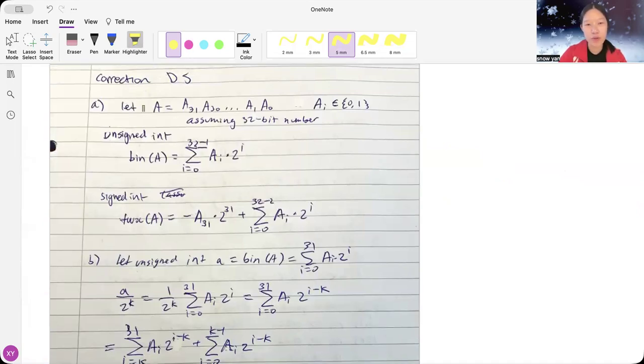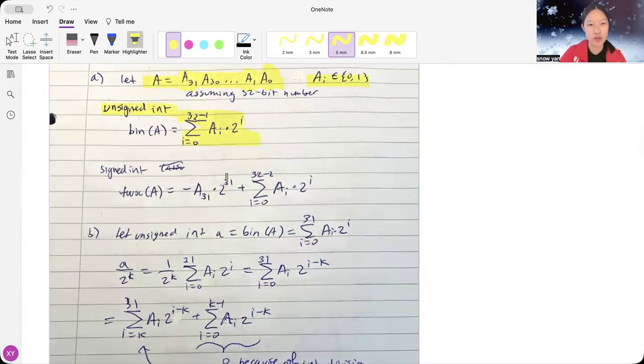So let's just assume that we have a 32-bit number that looks something like this, where Ai is a 0 or 1. For the unsigned representation, we're going to use all 32 bits, right? So the first digit, A0, is 2 to the 0. The next one is 2 to the 1. The next one is 2 to the 2, and so on and so forth. And the last one is 2 to the 31. So I'm just going to multiply each Ai by 2 to the corresponding power and sum everything together. And this would be my binary representation.